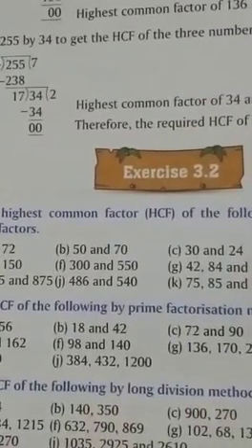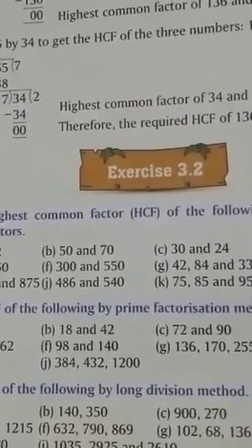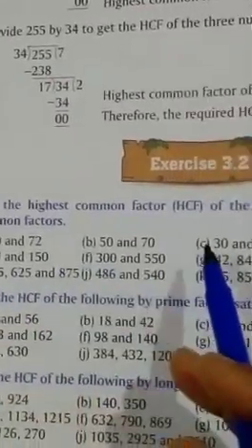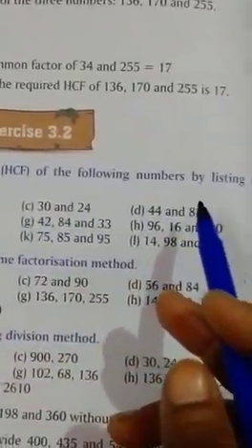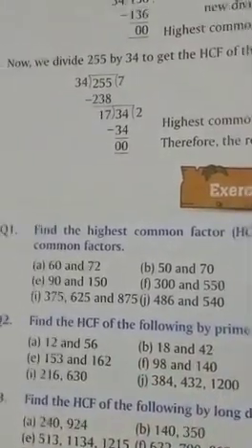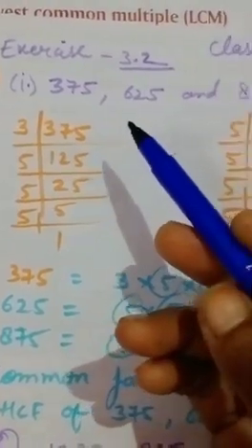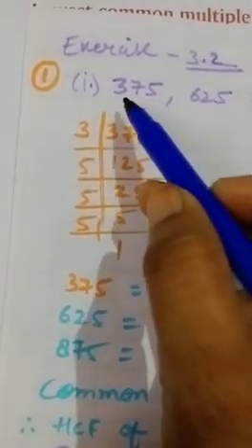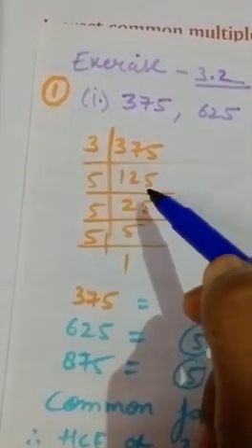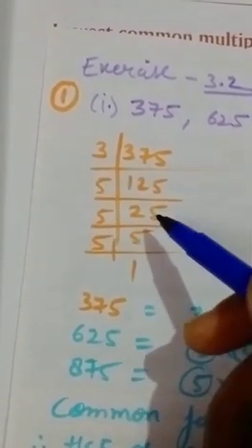I will take questions so that your doubts should be clear in both methods of finding the HCF. Exercise 3.2, question number 1. Find the highest common factor of the following numbers by listing their common factors. Let's see, I have taken the first part here. You have to divide 375 by 3. What is your quotient? This is your quotient. Then divide by 5. What is your quotient?